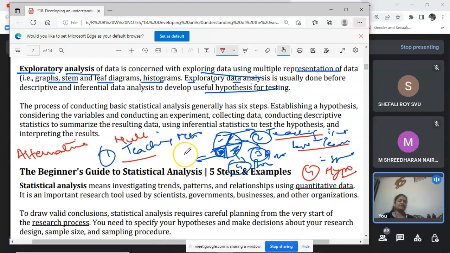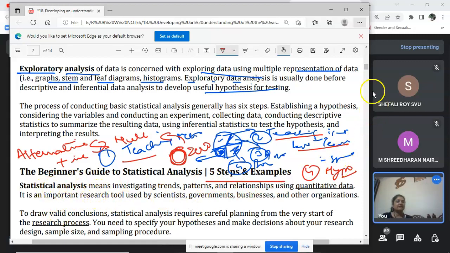The hypothesis which will show zero result is the null hypothesis, and the hypothesis which shows a positive or negative effect, anything, the hypothesis that can be proved, that is the alternative hypothesis. Got it? Yes, ma'am. Fine. Now, there are five steps to examine statistical analysis.